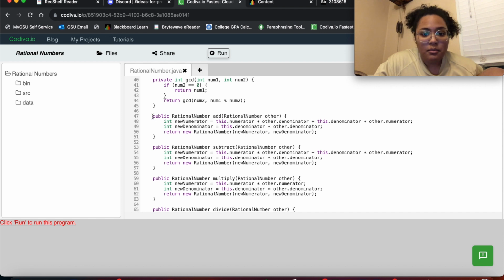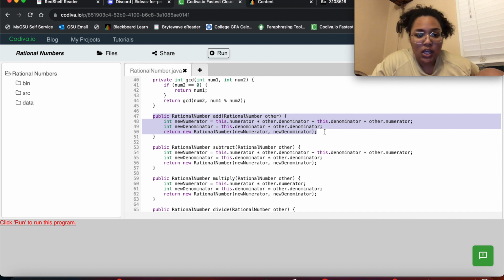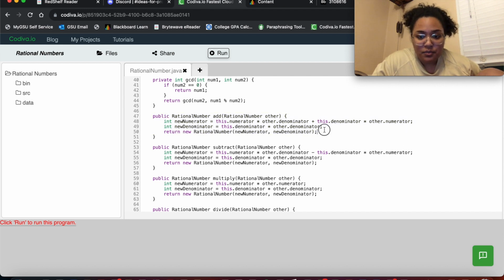The add method here adds another rational number to this one by finding a common denominator, adjusting the numerators accordingly, and creating a new rational number object with the result. The subtract method subtracts another rational number from this one using the common denominator approach and returns the result as a new rational number.